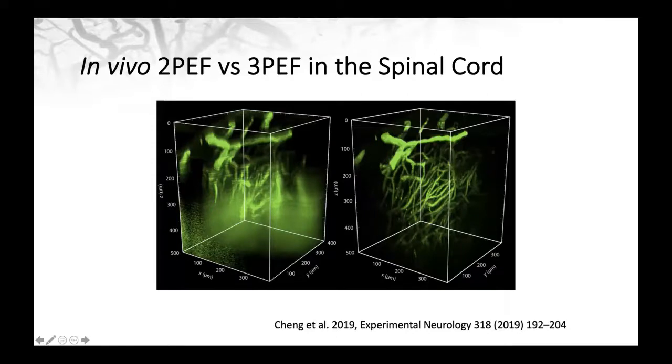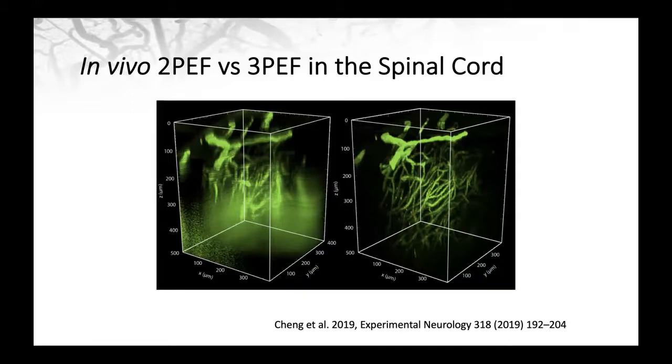this shows what 2-photon versus 3-photon looks like in the spinal cord. It is pretty much evident that 2-photon is not as good. I don't want to insult anyone, but 3-photon is actually a lot better to see deeper structures in the spinal cord. Here's the scale from 0, which is the surface, to about 500 microns deep into the spinal cord. Here we can see not only deeper in the spinal cord using 3-photon at 1330 nanometers, but also the resolution is a lot better.